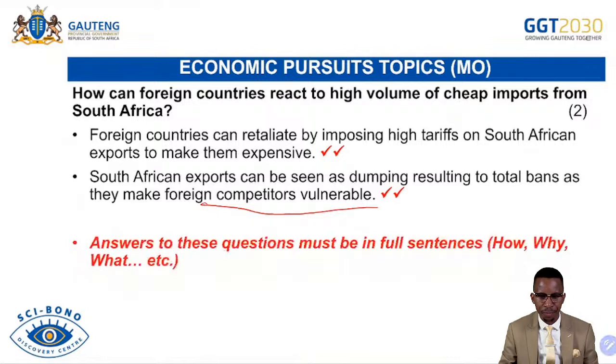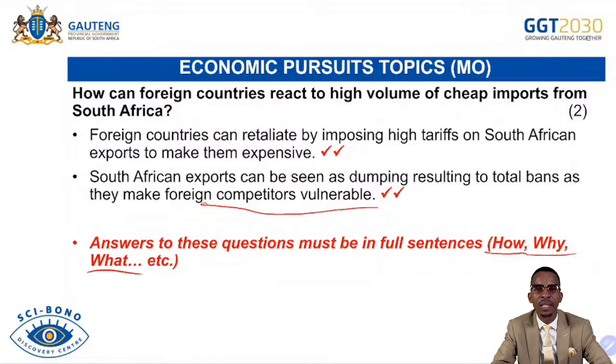So answers to these questions must be in full sentences. Remember, you don't simply list in this part of the questioning order. You have to explain in full sentences, because we are dealing with questions that go with how, why, what, etc. So in this case, you must explain. You don't just mention or list. And some of you, if we say what impact will, you simply say negative. There is no answer for that. You must explain whatever impact we are responding on.